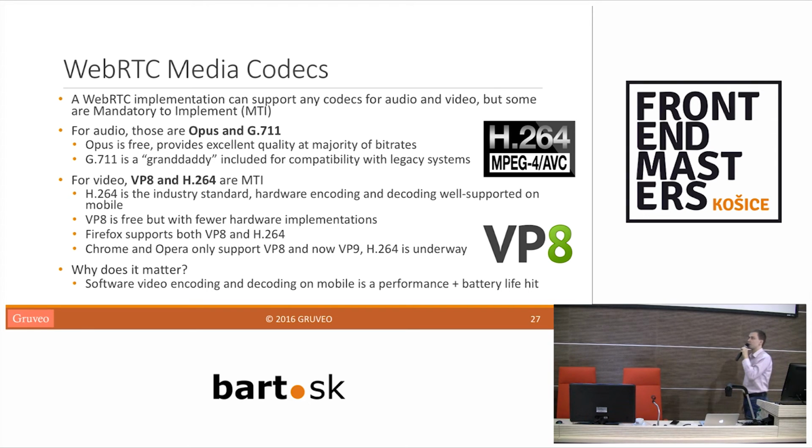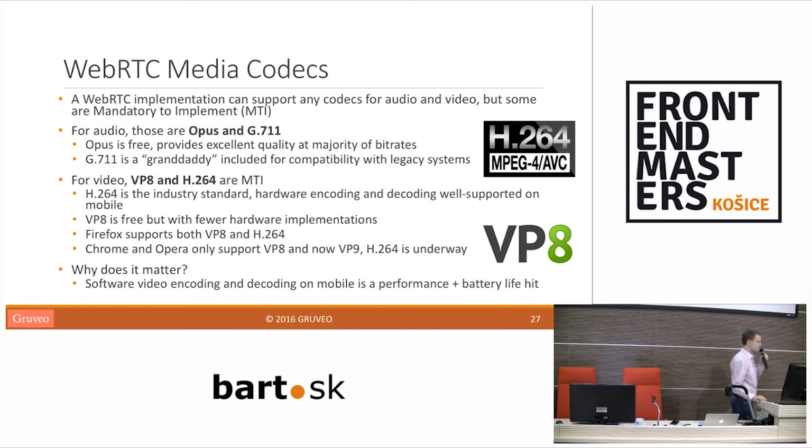And if we talk about the audio codecs, there are two mandatory to implement codecs. One is Opus, the other one is G711. Opus is a free and open source one. It's actually pretty good, and it has a very good sound quality across a wide range of bit rates. So it sounds good on low bit rates, it sounds excellent on high bit rates, even better than MP3, I think. The G711 is a granddaddy of them all. It was introduced in the 1970s, and I think it's included in the WebRTC for backward support with legacy systems.